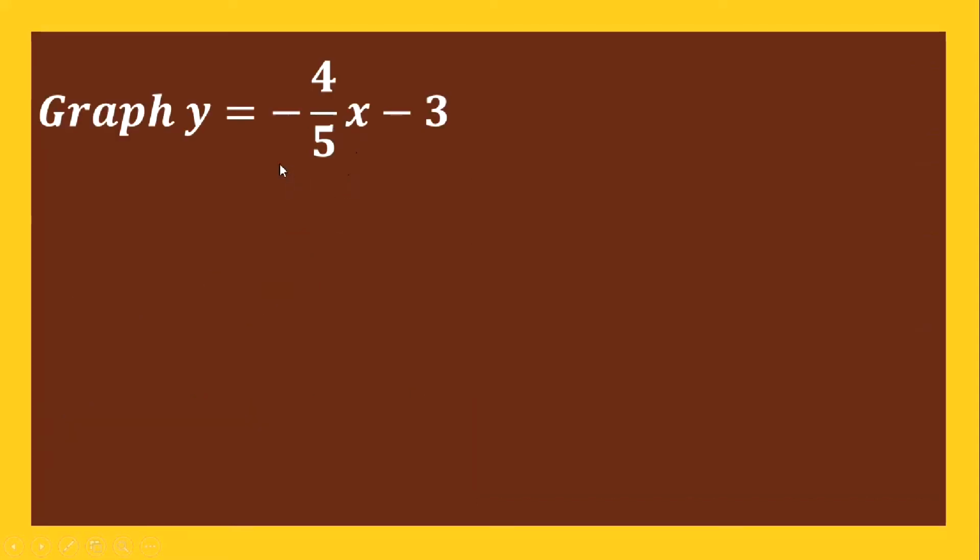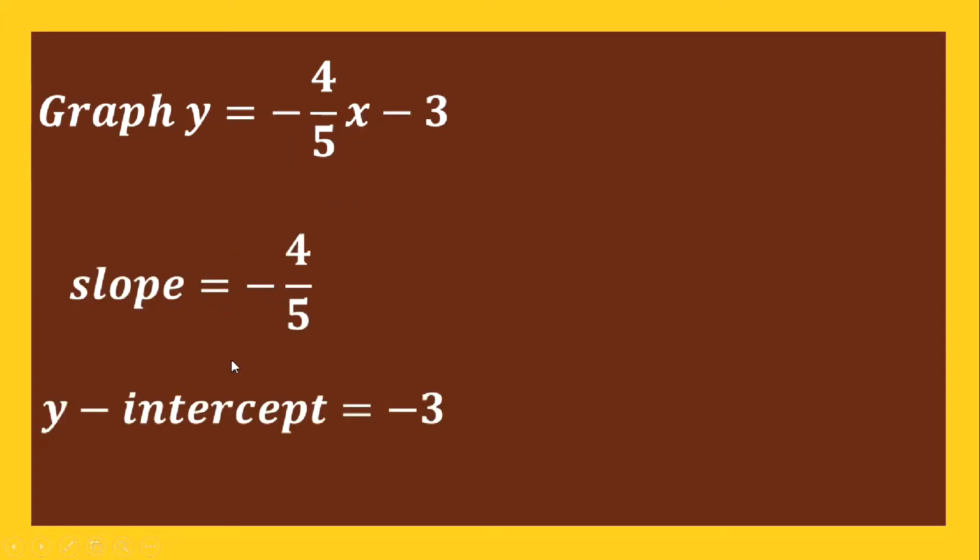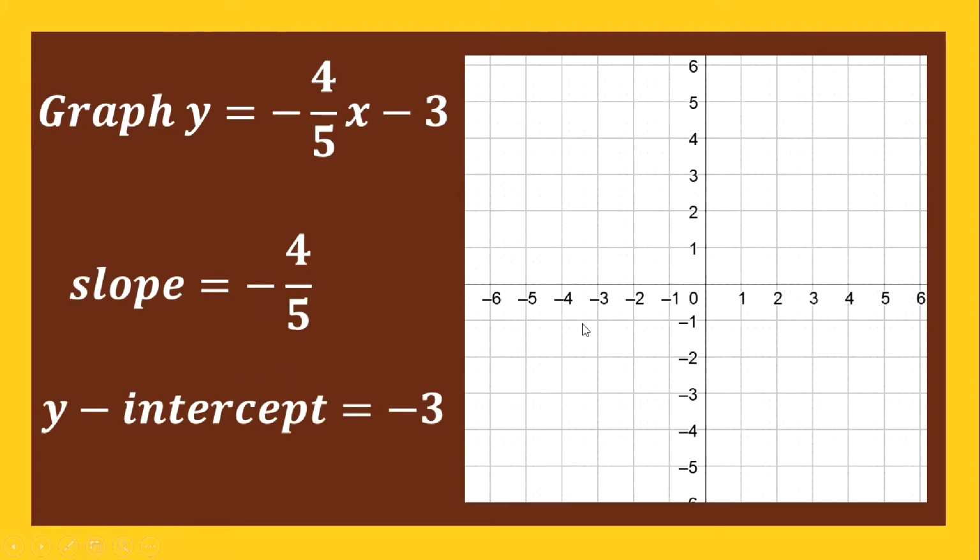Next example, we have y equals negative 4/5x minus 3. So, this time, our slope is negative 4/5 and our y-intercept is negative 3. So, again, we have the coordinate system. Our y-intercept is negative 3. So, andito siya sa negative y-axis natin. Nandito. Next, plot the other point using the slope.